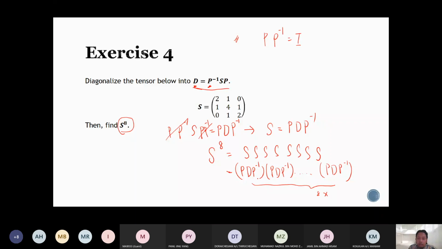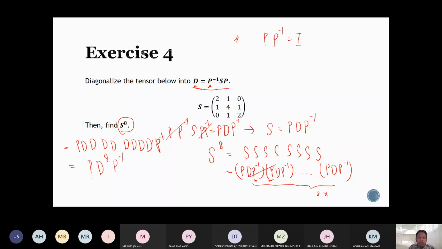What happens is that the P inverse and P become identity, basically they disappear. So it becomes P D D D D D D D D P inverse. There are 8 D's, or you can write it in terms of power. So to find S to the power of 8, basically you just find P D to the power of 8 P inverse.